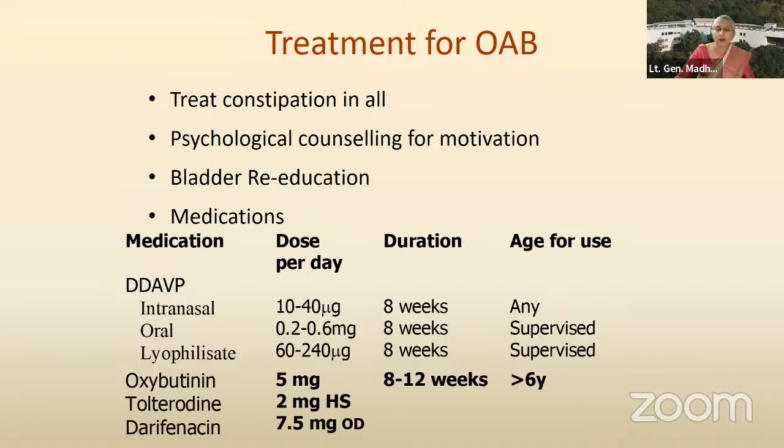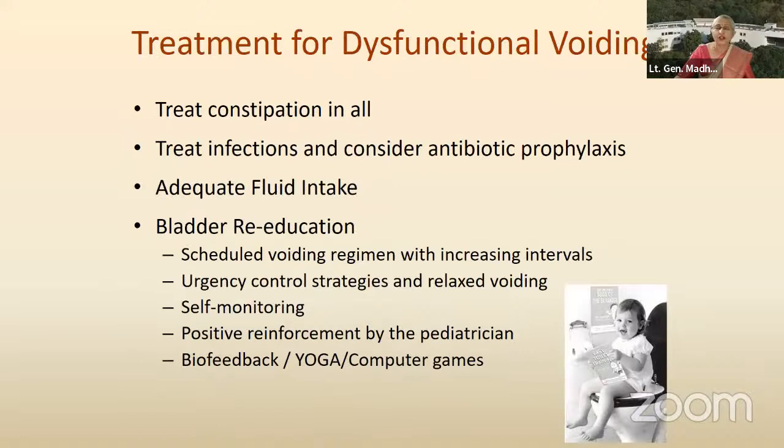If it's enuresis primarily with nocturnal polyuria, we might want to use desmopressin. But otherwise, if it's an overactive bladder by itself, we would use oxybutynin, tolterodine, or darifenacin. These would help relax the bladder. For dysfunctional voiding, we would treat constipation.